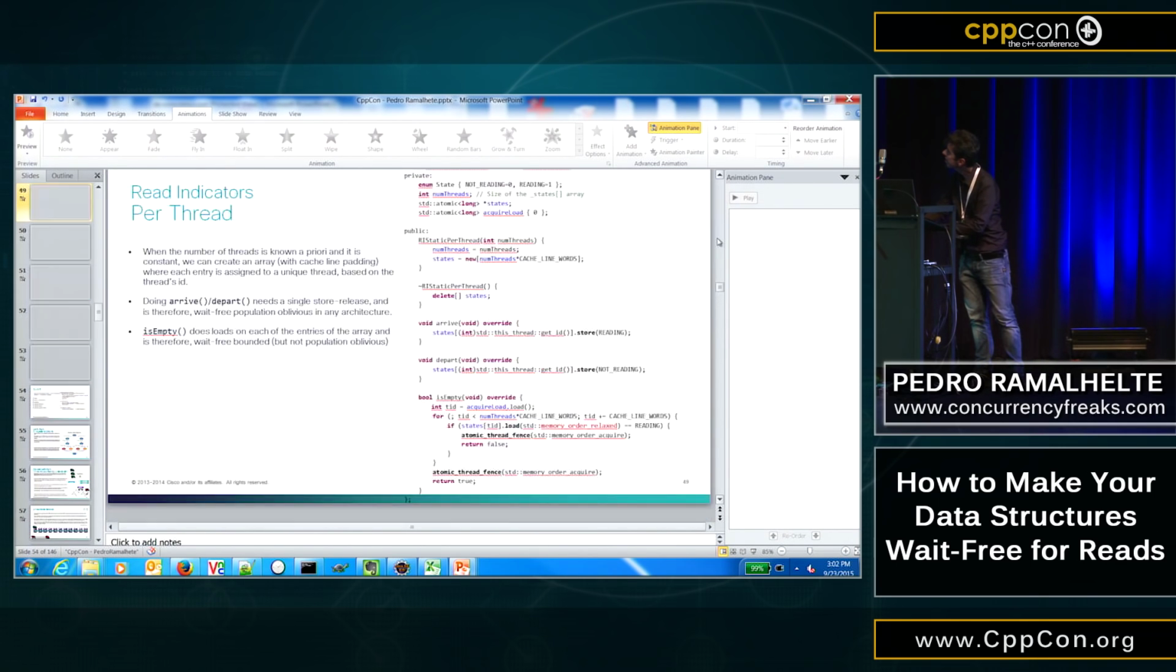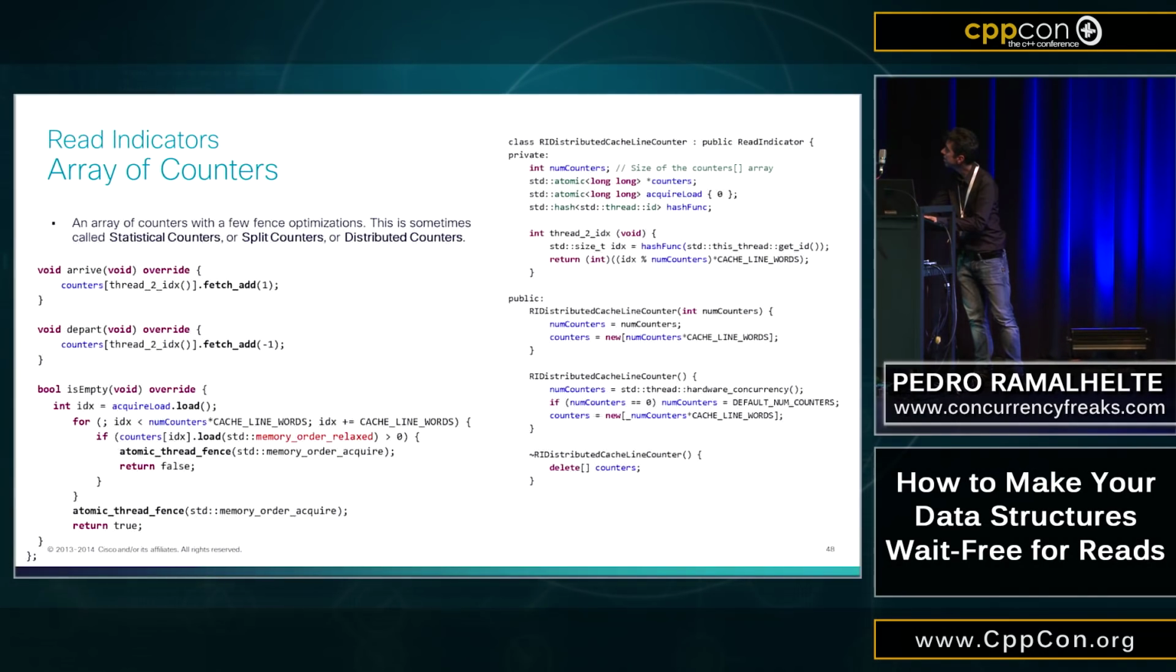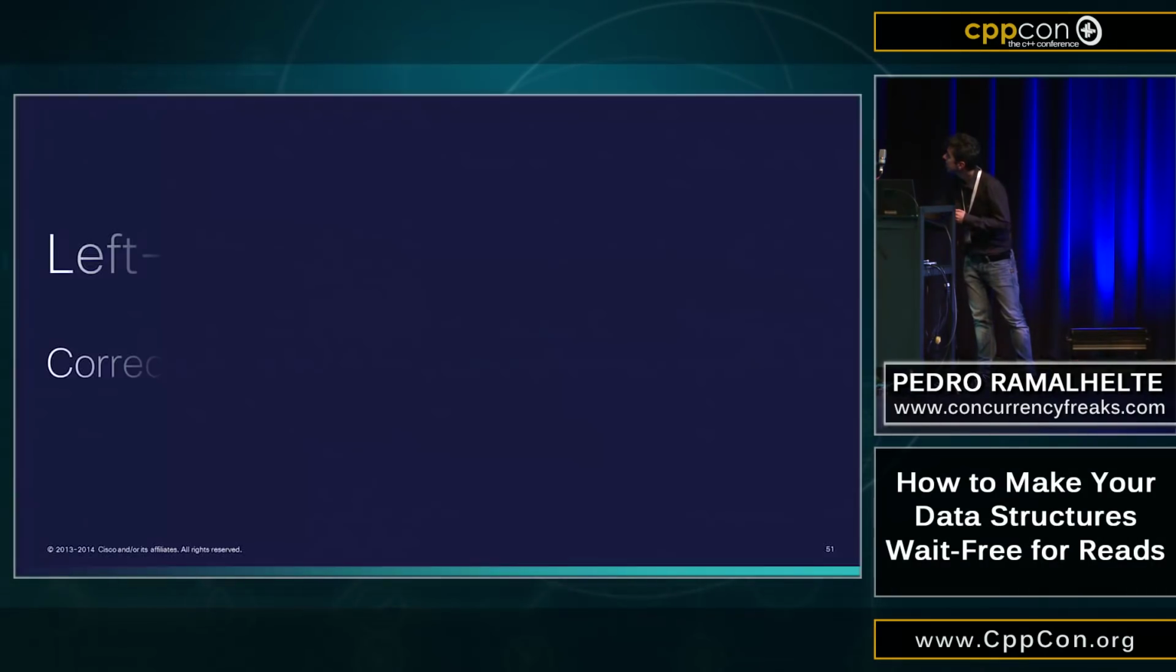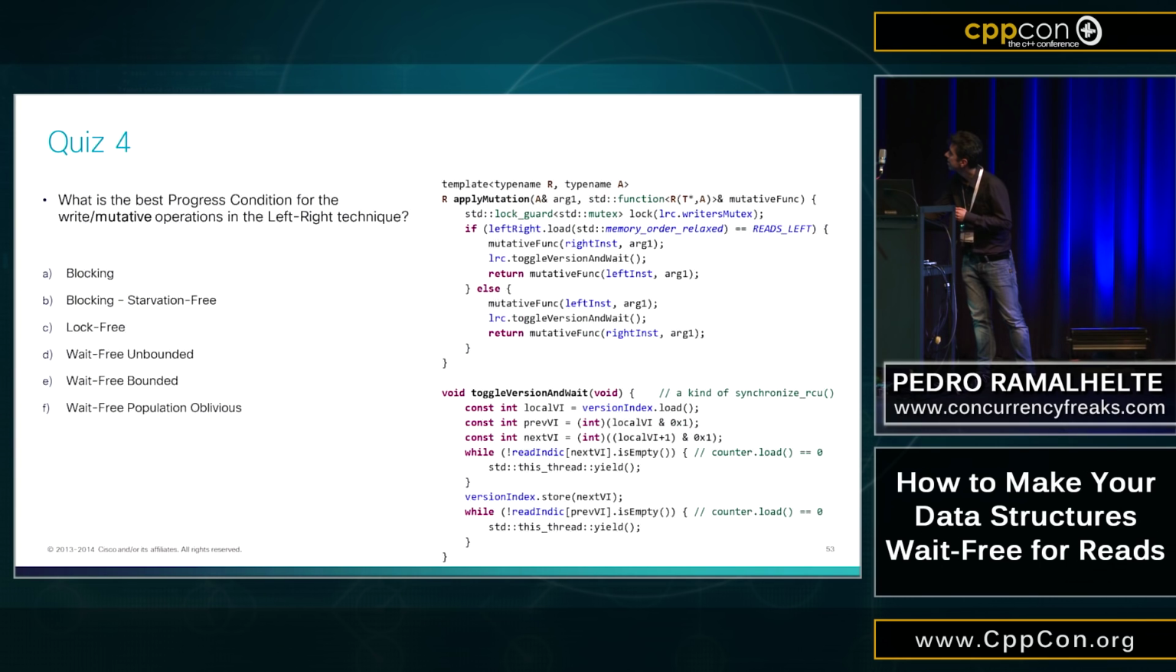So let me just check that. I think I know what you're saying. Yeah, that's the one. So the thing is, you're only going to call a version index to change which of the counters, so which of the read indicators is going to be changed, is going to be arrived or departed by the readers, and only then you call is empty.